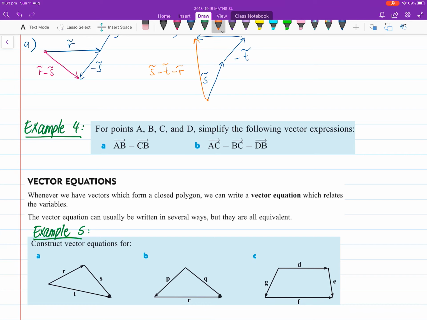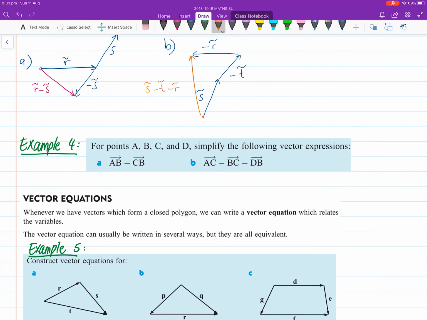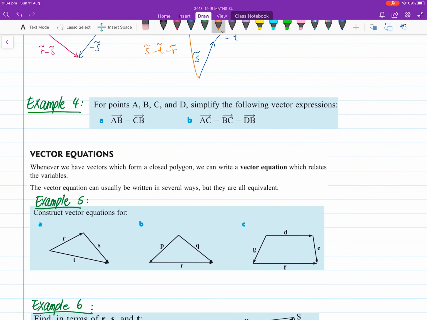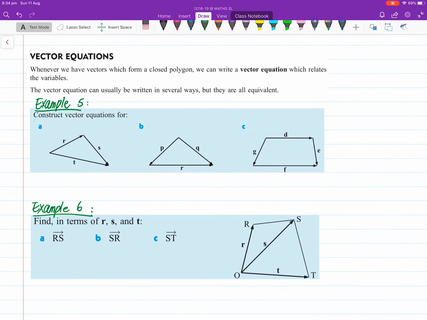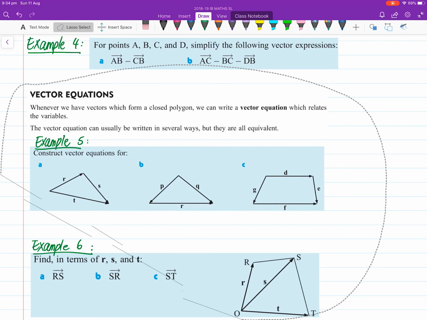And then example 4. It says for points A, B, C, and D, simplify the following vector expressions. Okay, so if I've got AB minus CB, I think we're going to have to draw this out. I'm sorry, I'm just going to move all this down. Hang on a minute. Let me move all of this.